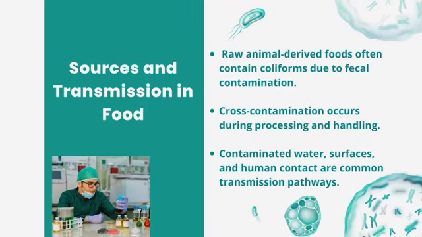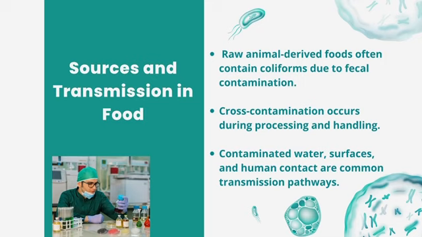Sources and transmission in food. There are mainly three sources, which are raw animal, cross-contamination, and contaminated water, surfaces, and human contact. Raw animal, as we know, a lot of people love eating raw animal products, such as sushi or medium rare steak or rare steak, and they usually contain coliform due to fecal contamination. So we should be careful of that.